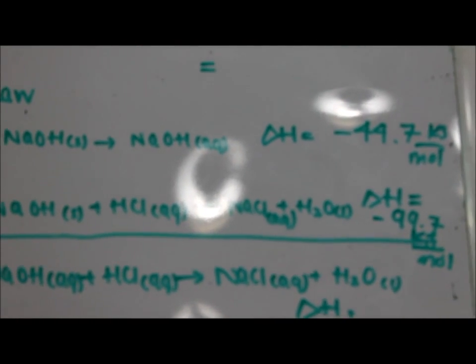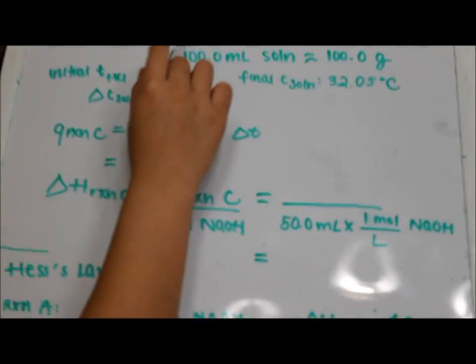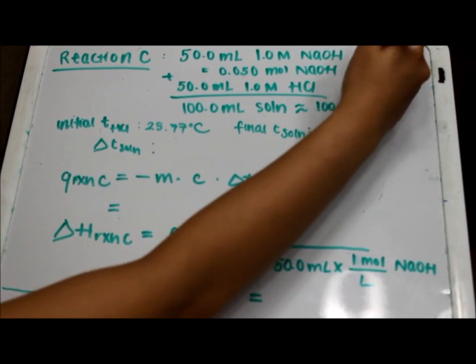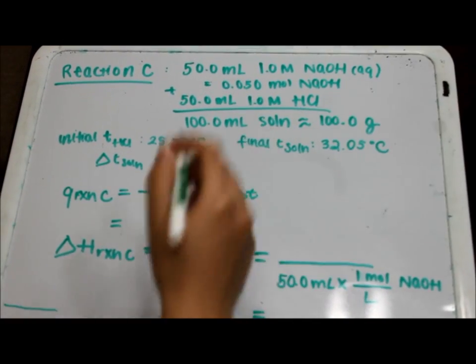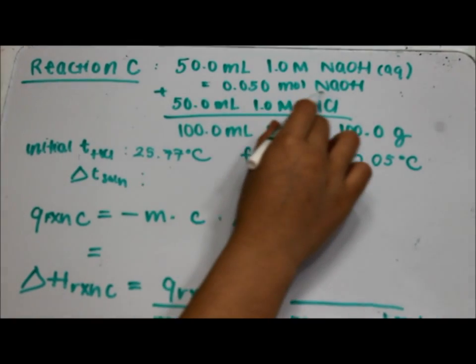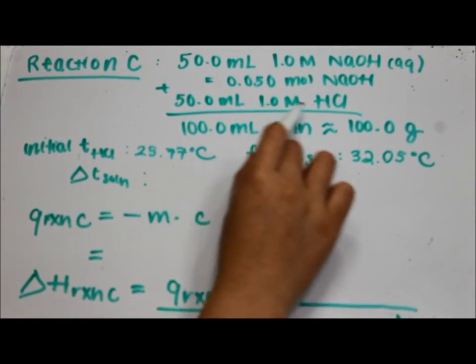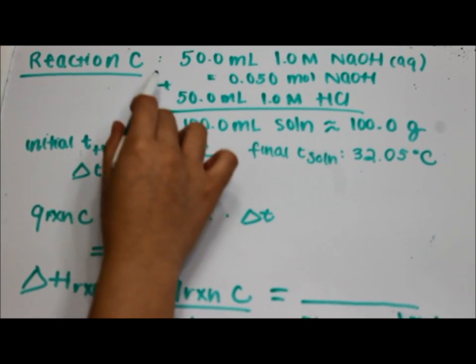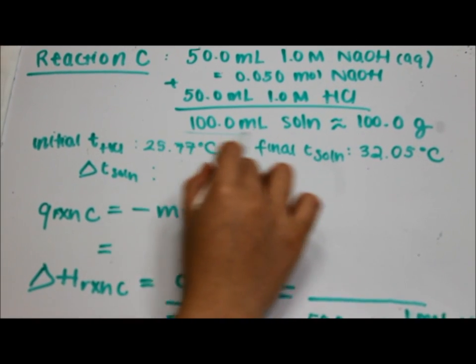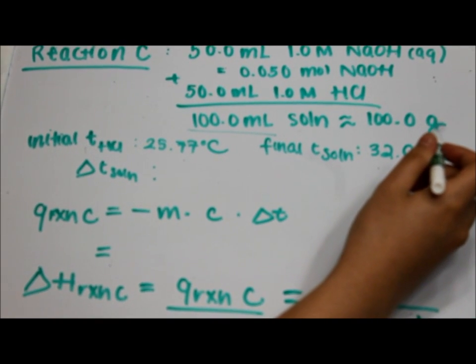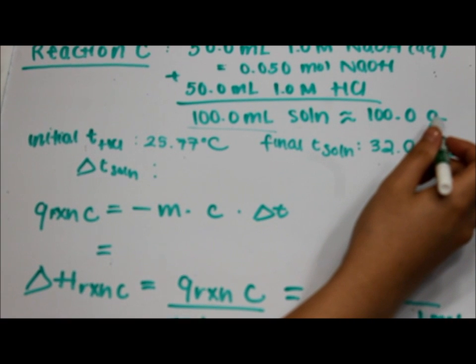Then we're going to do the exact same procedure for reaction C. Here we have no solid sodium hydroxide, we just have 50 milliliters of 1 molar aqueous sodium hydroxide, which is 0.05 mole sodium hydroxide, and we have 50 milliliters of 1 molar hydrochloric acid. If we add 50 and 50 milliliters, we get 100 milliliters of the solution, which is approximately 100 grams, because we're assuming that the density of the solution is 1 gram per milliliter.